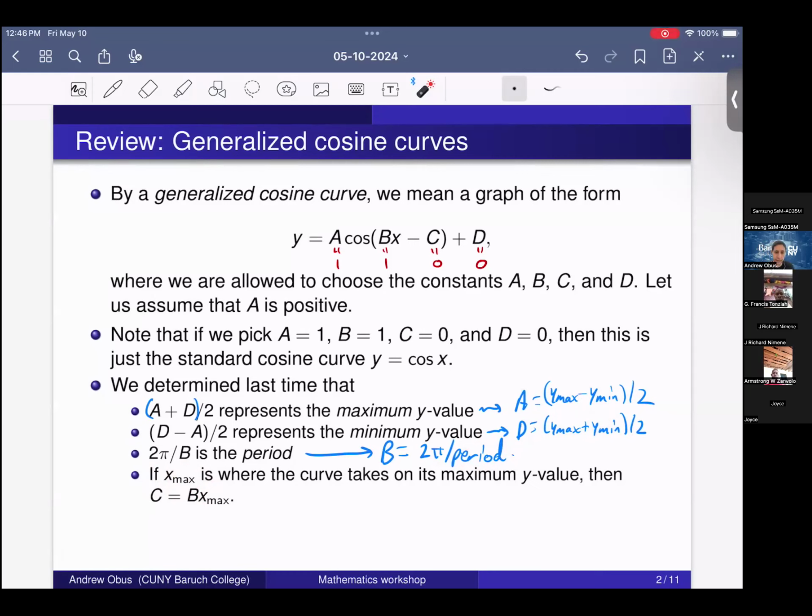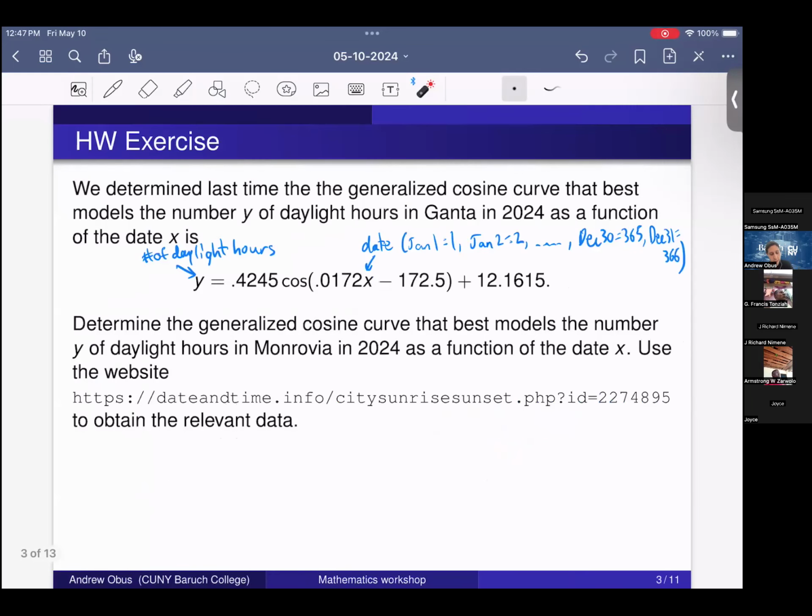And if you know the constants A, B, C, and D, then you can write down your generalized cosine curve, and you can get the information basically for any data point. Okay, so the homework exercise, right, was last time we saw that if we did this for the daylight hours in Ganta, then we ended up with these parameters: 0.4245, 0.0172, 172.5, and 12.1615.